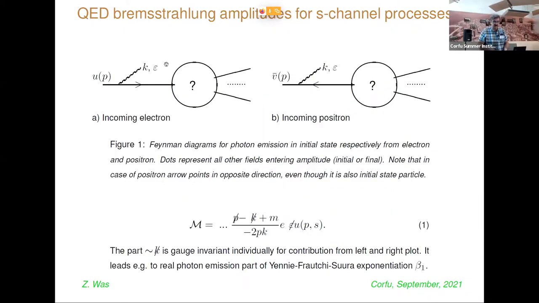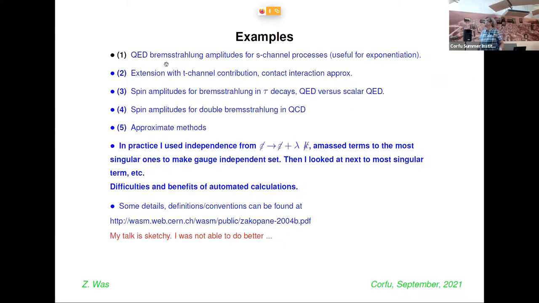No, it worked. Okay. So I will work with examples, my working examples. First I will talk about QED Bremsstrahlung amplitudes for S-channel process. It's different if it's for all processes, so the main process was to be S-channel. Then I will talk about extension in cases when nevertheless some T-channel contribution is added but does not provide structure of singularities.